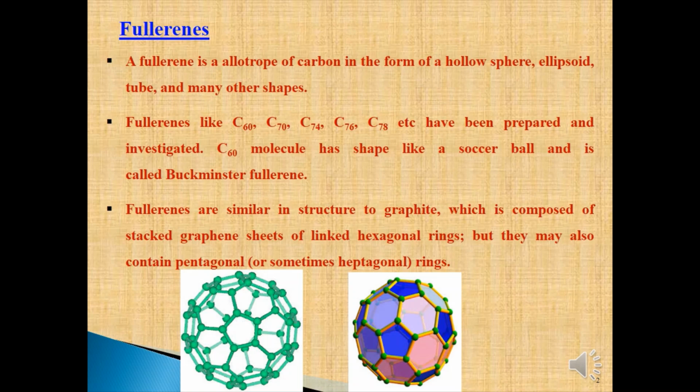Fullerenes with different numbers of carbon atoms like C60, C70, C74, C76, C78 have been prepared and investigated. C60 molecule has a shape like a soccer ball and is called Buckminsterfullerene. Fullerenes are similar in structure to graphite, which is composed of stacked graphene sheets of linked hexagonal rings, but they may also contain pentagonal or sometimes heptagonal rings. So in the below diagram, a few examples of fullerene have been given.